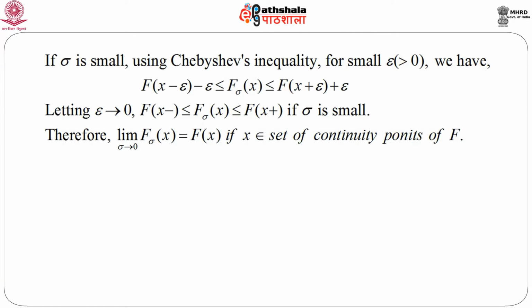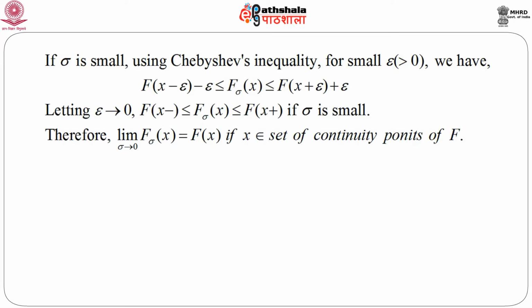Now, since sigma is tending to 0, we can always assume that sigma is a very small positive quantity. Then just applying Chebyshev's inequality for small sigma, we can get this. With a little bit of algebraic manipulation, we get F of x minus epsilon, less than or equal to F sigma of x, less than or equal to F of x plus epsilon, plus epsilon. Now, this epsilon is arbitrary. So, if we let epsilon go to 0, that means this quantity approaches x from the left side.